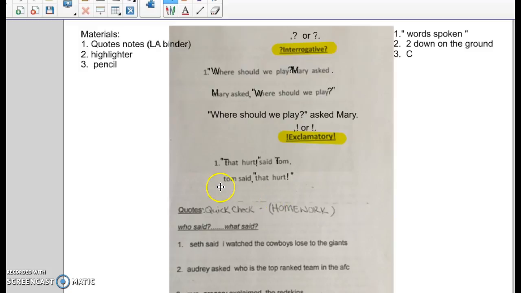Step 3, capitalize. T in Tom, it's a person's name and it's the beginning of the sentence. Now, do we capitalize the T in that hurt? Yes, because that is what he yelled out loud. That is his spoken sentence. So we do capitalize it. It makes sense on its own.